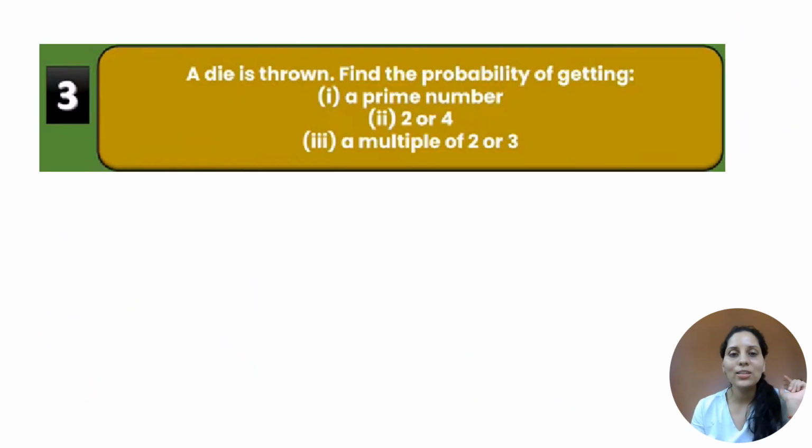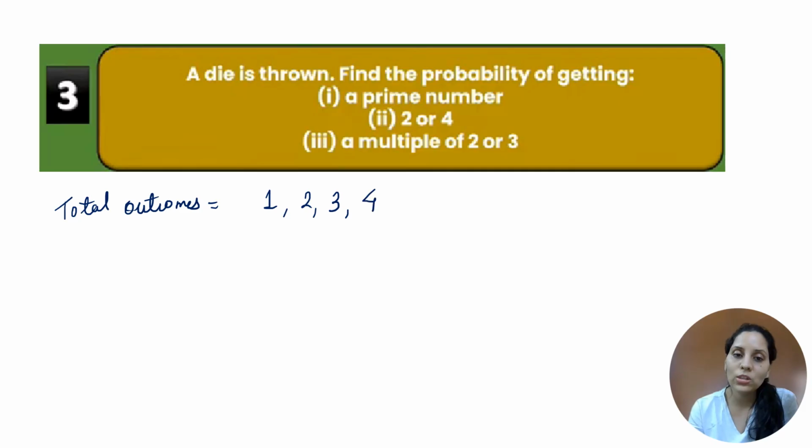Next, moving on to the next one: a die is thrown. Find the probability of getting these. Firstly, what are the outcomes when a die is thrown? Let us write the total outcomes. What are the total outcomes when the die is thrown? 1, 2, 3, 4, 5, 6.